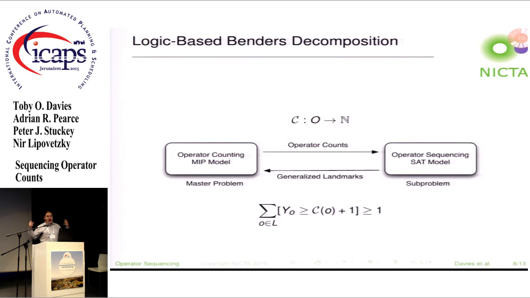So this gives us a fundamentally new algorithm for doing planning, and it's based on logic-based Benders decomposition. The idea being you solve the MIP, you get an operator count, and that maps every operator to the number of occurrences, a natural number. You send that to a sequencing problem. We happen to use SAT, but in theory you could use anything that can explain its inferences. And what happens is these send generalized landmarks back, and hopefully it's a subset of the total operators. So there's some inconsistent subset that means that I can't sequence it. I don't have enough of one of these small set of actions.